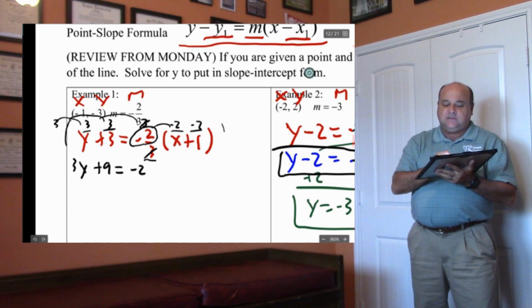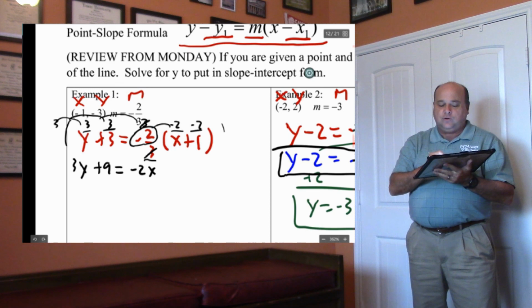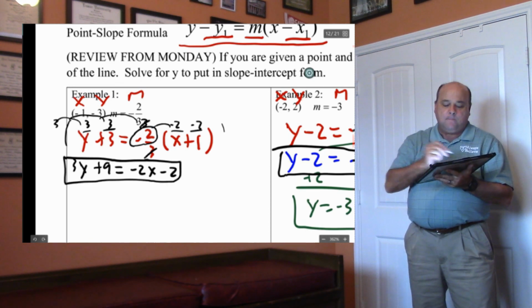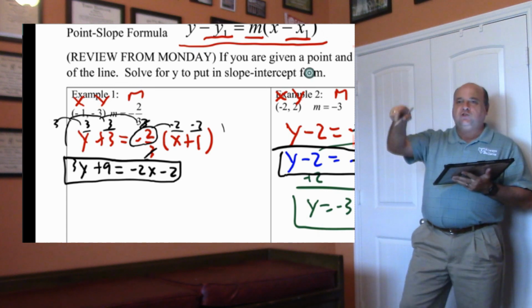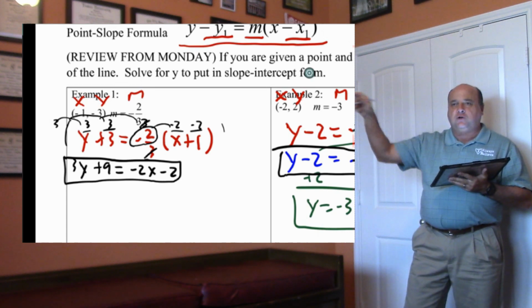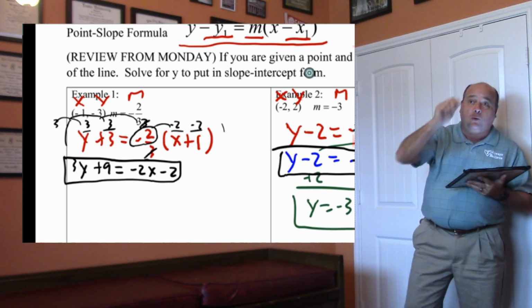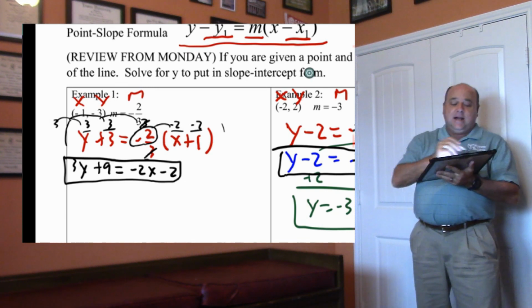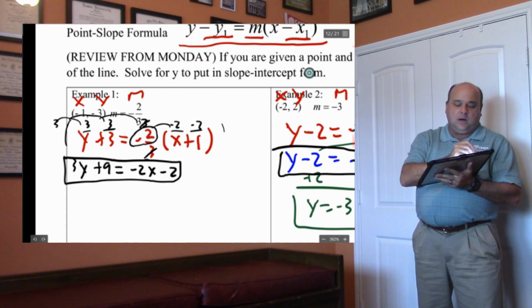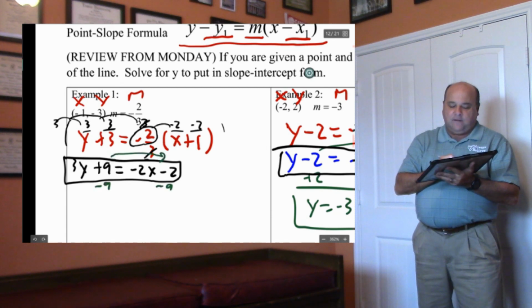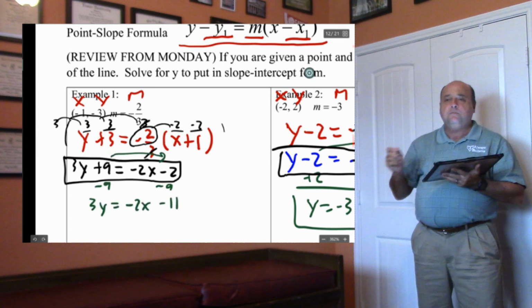Negative 2 times x is negative 2x, and negative 2 times 1 is negative 2. And notice I have this same pattern, don't I? I have y plus or minus a number equal x plus or minus a number. That will happen every single time the way we're teaching you this way. Now then, we want to solve for y, so I'm going to move over the 9. I'm going to minus 9 minus 9. I'll have 3y equals negative 2x minus 11.